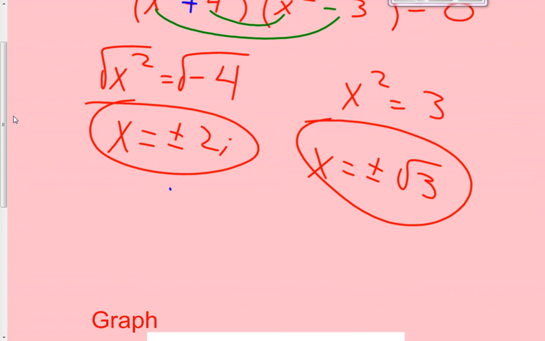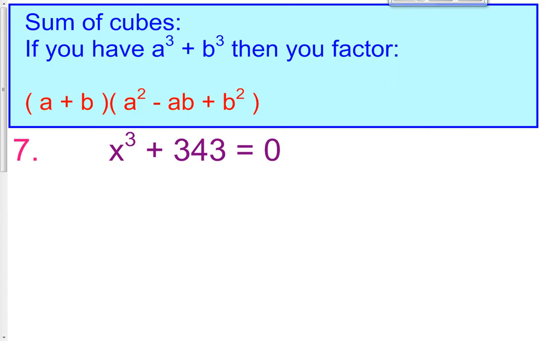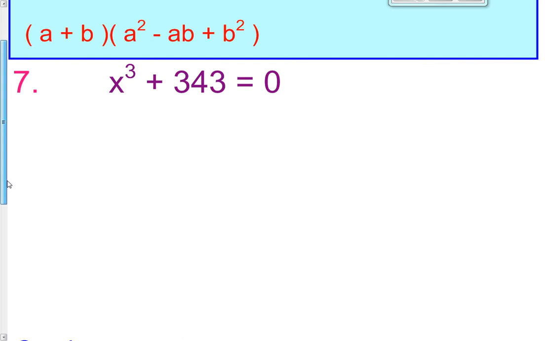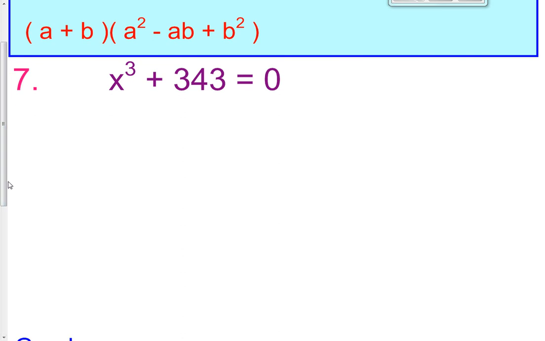Okay, the last two that we have in our notes for today is going to be the sum and difference of two cubes. So when you see two terms and one of them is a cube, you got to think, I wonder if this is the sum or difference of two cubes. This is a positive sign right there, so think the sum of two cubes. This 343, that's the same thing as 7 cubed.